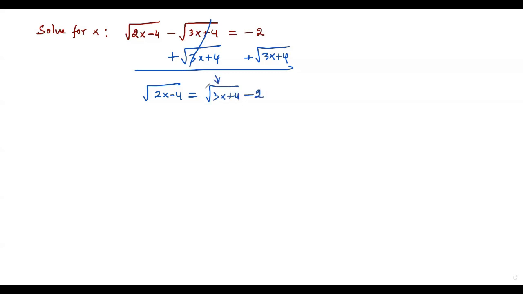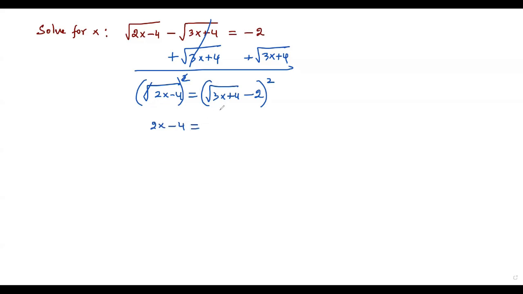To get rid of the square roots over here and here, we can square both sides of the equation. So let me square both sides. Here we have only one square root term on the left side, so the square root and square will cancel out. I will get 2x - 4 on the left side.